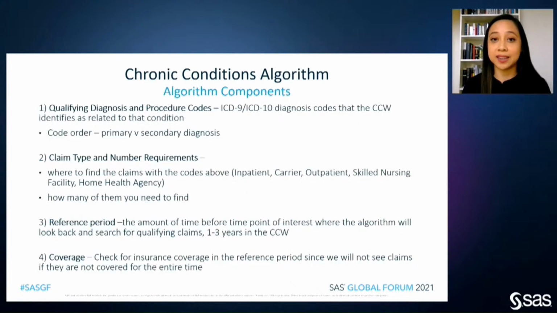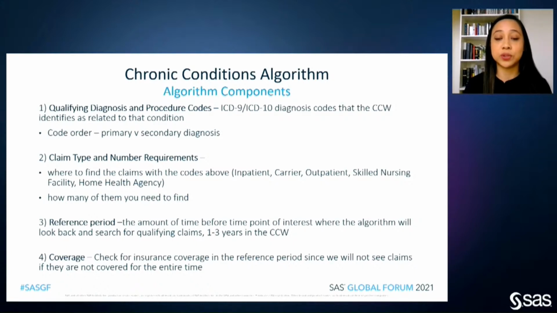So what does the algorithm take into account? There are four main components to the algorithm. First are the qualifying ICD-9 and ICD-10 diagnosis codes. For those of you unfamiliar with the ICD, it stands for the International Classification of Diseases, 9th and 10th versions. The 10th version was implemented in October of 2015.